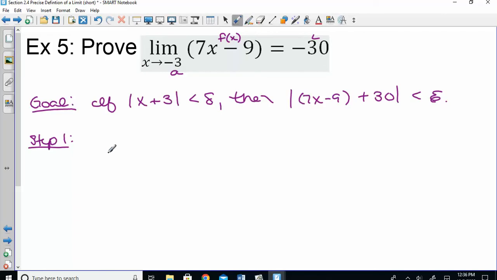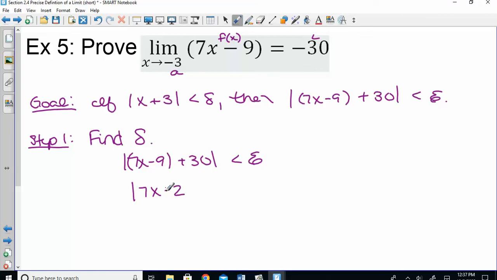So step one is to find delta. And we start with the second half. What could you do here? Okay, we're trying to get an x plus 3 inside my absolute value. What could I take out? Since it's positive, we could go ahead and bring it all the way out. And then what would we do?